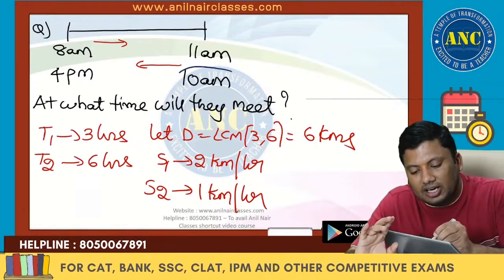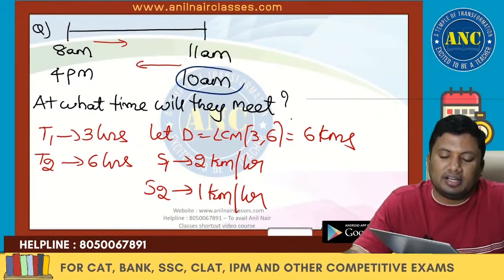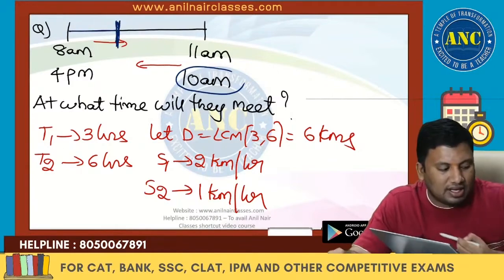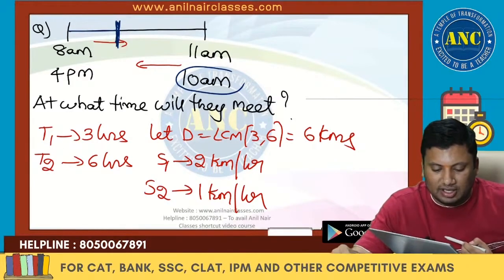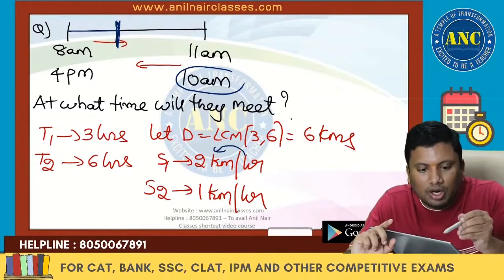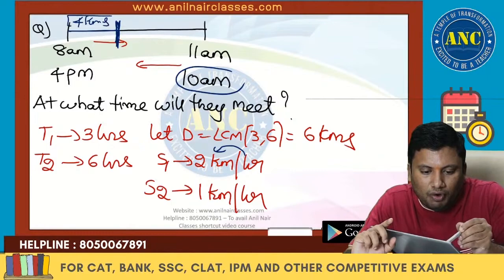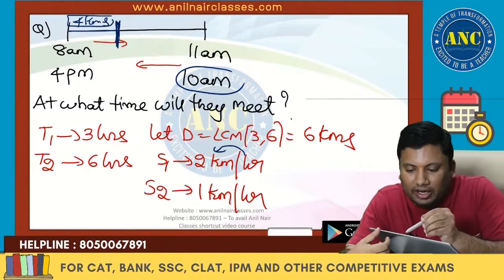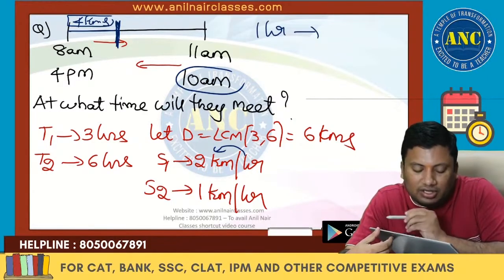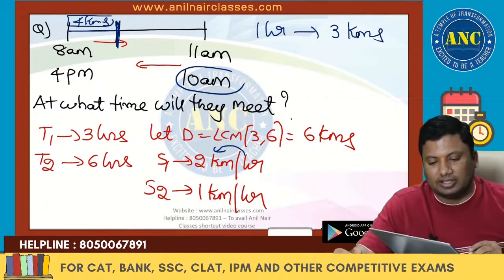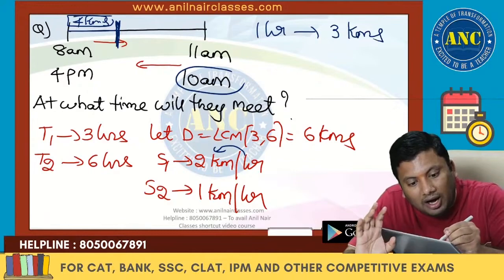Second train starts at 10 a.m. If the second train starts at 10 a.m., the first train would have traveled for 2 hours. 2 hours means 1 hour, 2. 2 hours is nothing but 4 kilometers. 4 it has traveled. So in 1 hour, S1 will travel 2, S2 will travel 1. It is nothing but 3 kilometers.